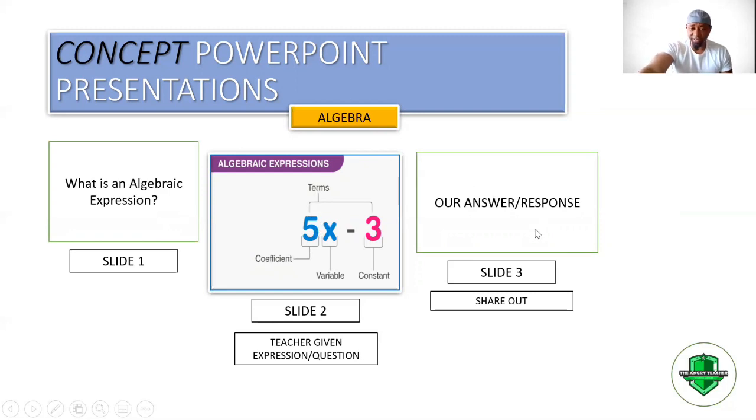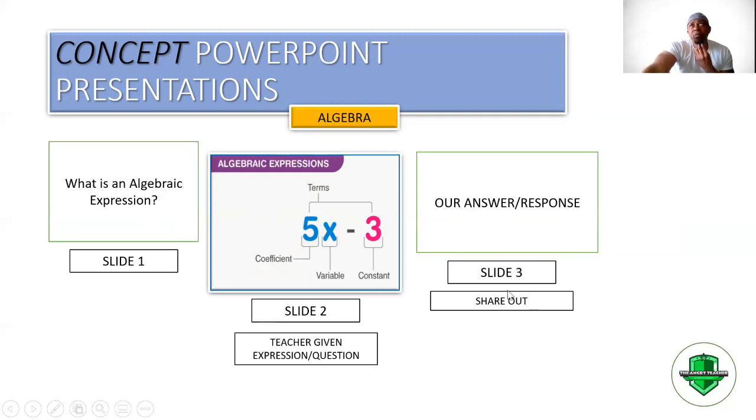And then the third slide would be their working out or performing that expression, that algebraic equation, finishing it off. What does it mean? 5x minus 3 equals what? These are things that they will have to figure out once you've given them an entire equation to put together. That is up to you, whatever you want them to do.